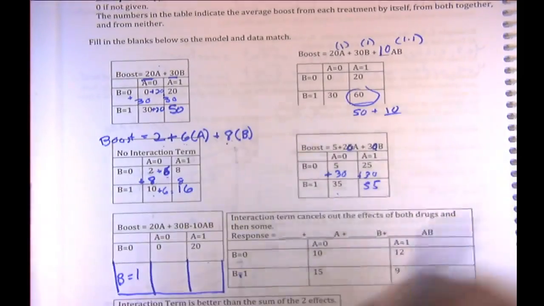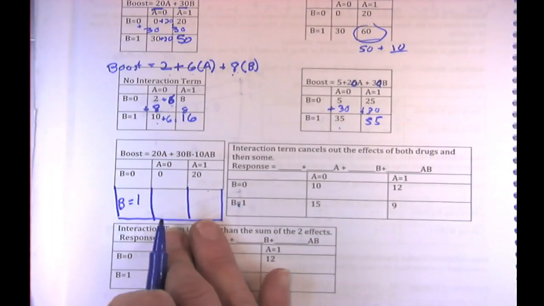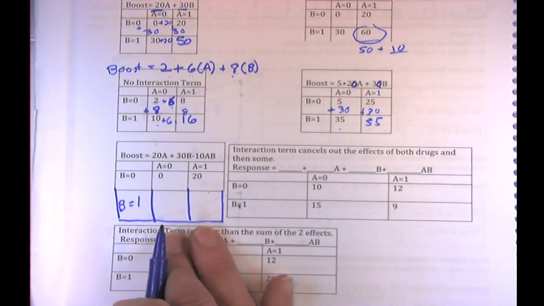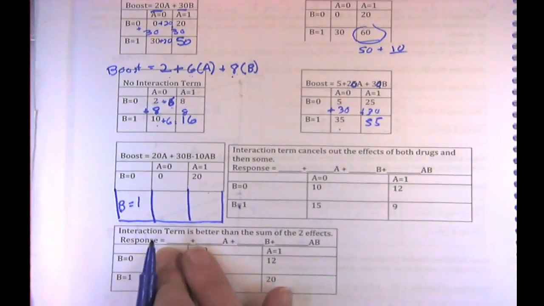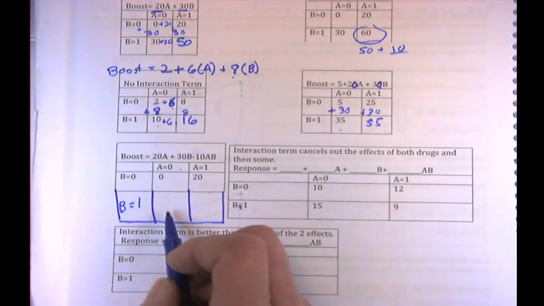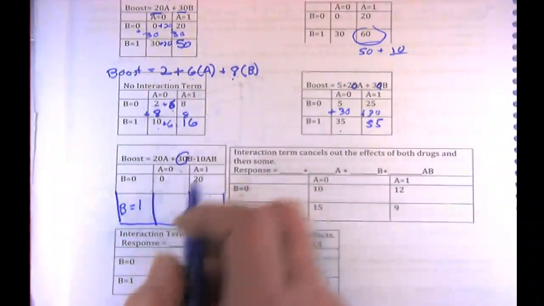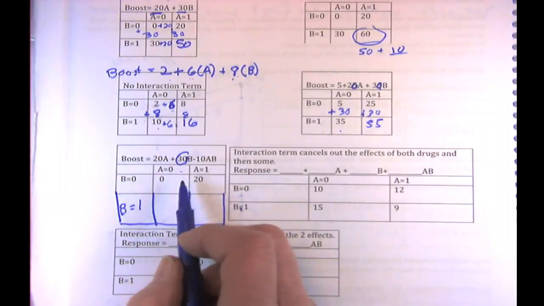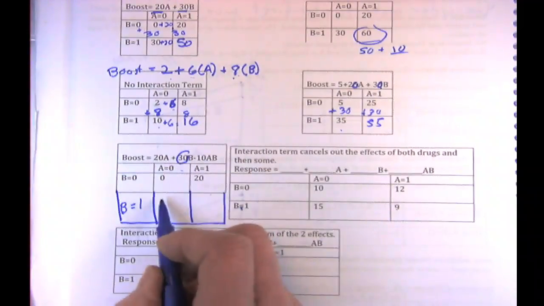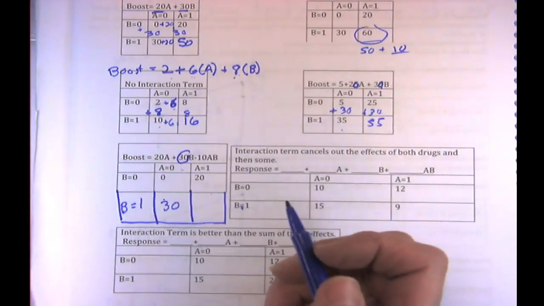Okay, so now let's see. We are down here. Now we got this same thing here. And what are we doing here? All right, so what should we fill in here? This right here tells you when A equals 0, this is the effect of B. This is the effect of B, right? So we're just going to add 30. So we know how to fill that in. That's easy.